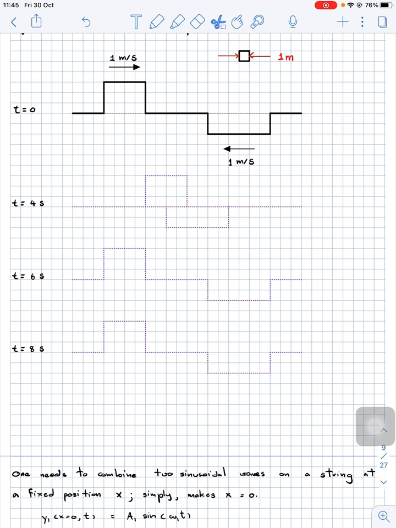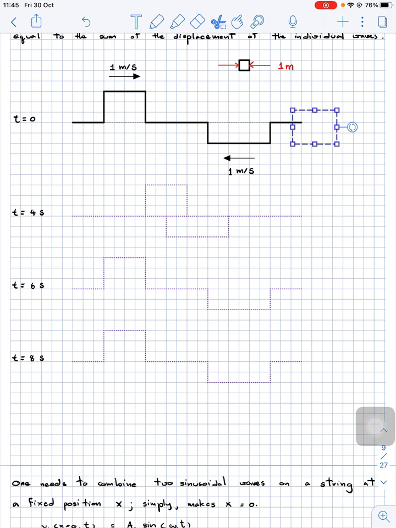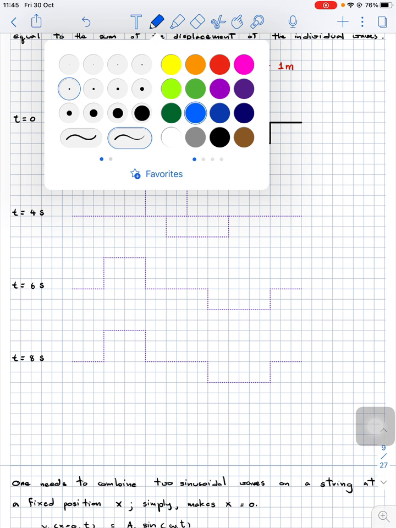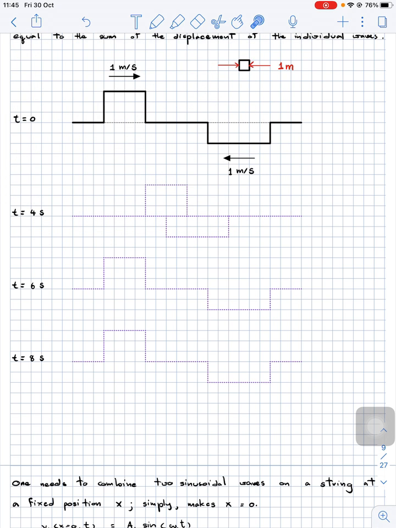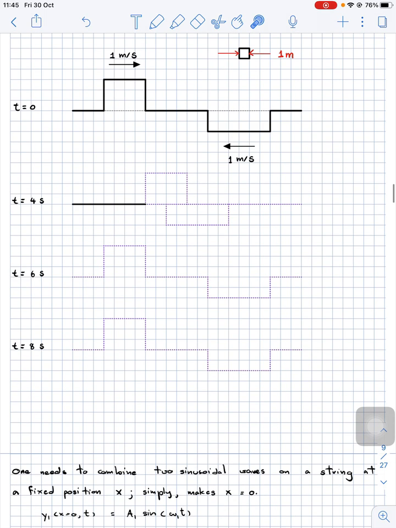Then we just want to combine these two waves together. At the first part here, both displacements are equal to 0, so the resultant is just 0. Now for this part, the displacement of the first wave is 3 blocks, and this one is 0 blocks, so it's going to be something like this.